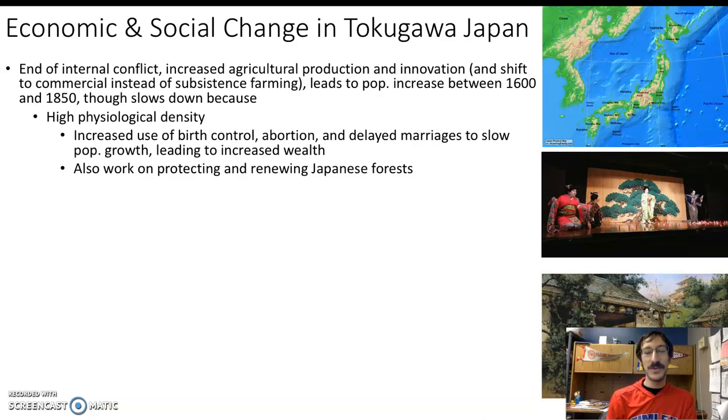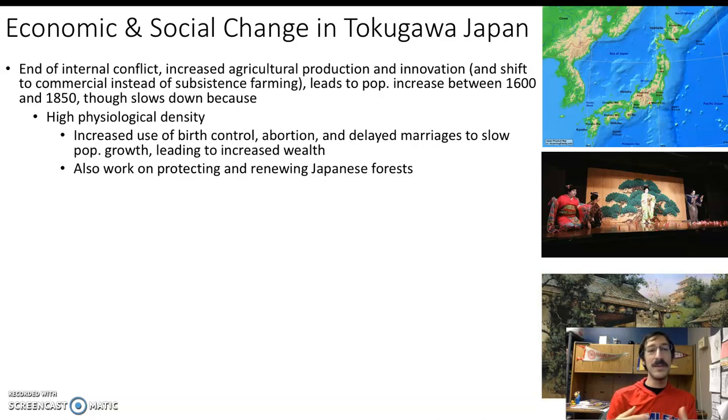This leads to population increasing, from an initial large gap in the early 1600s to slow, moderate growth by 1850. This is a result that's similar to China: Japan has a high physiological density. Japan is very mountainous, and because of that, the amount of land they can use for agriculture is limited. So Japan does not want to overextend itself with too much population and not enough food to feed itself. Again, the idea is being self-sufficient and not relying on foreign influences.